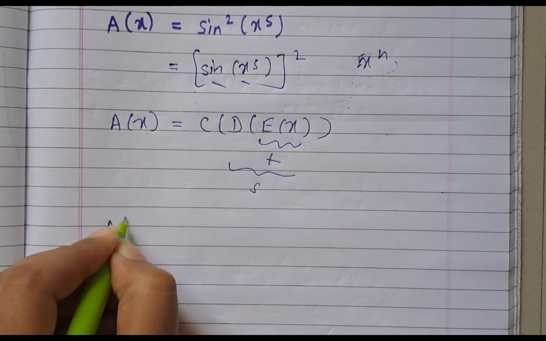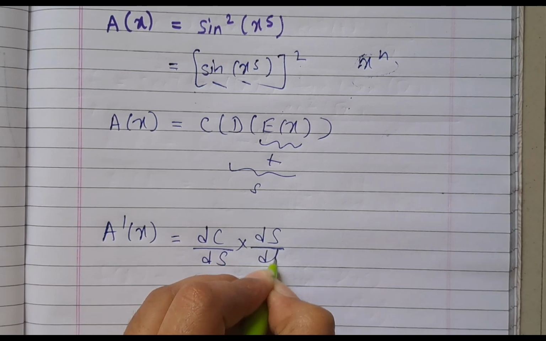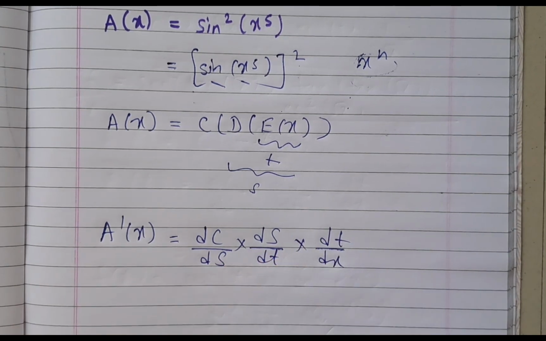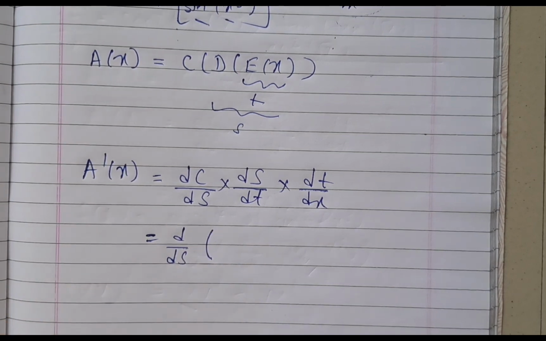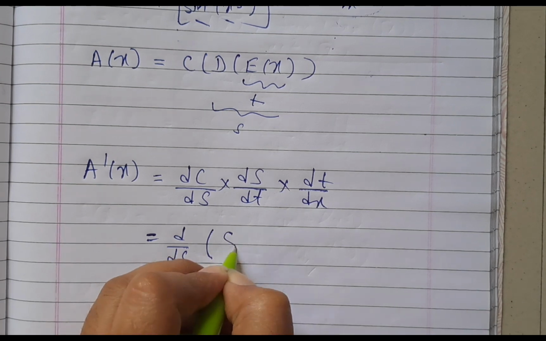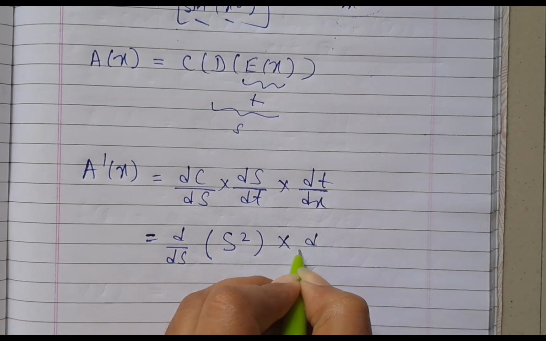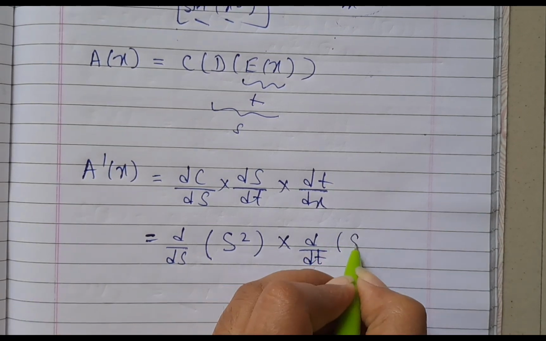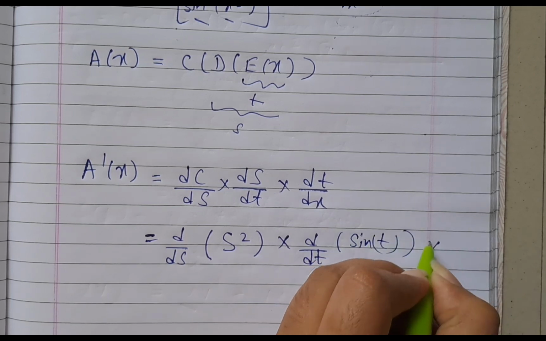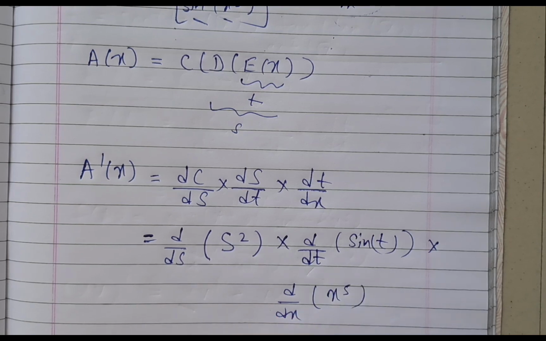So a dash of x will be equal to dc by ds into ds by dt into dt by dx, like that. Now we can write d by ds of c. So c here is that entire function, which is s square, because we have sin square of x raised to 5. Then again we have d by dt of s. So s here is what? Sine of t. So it will be sine of t into dt by dx. So d by dx of t. So t here is what? x raised to 5.